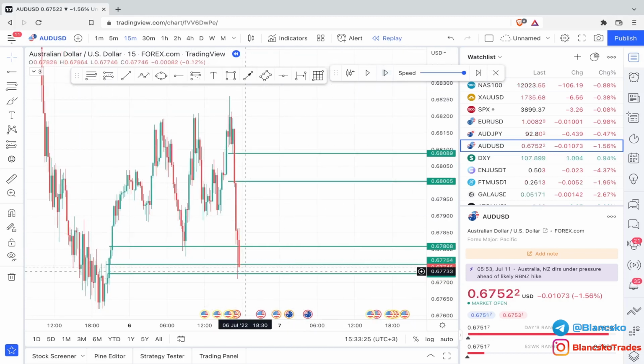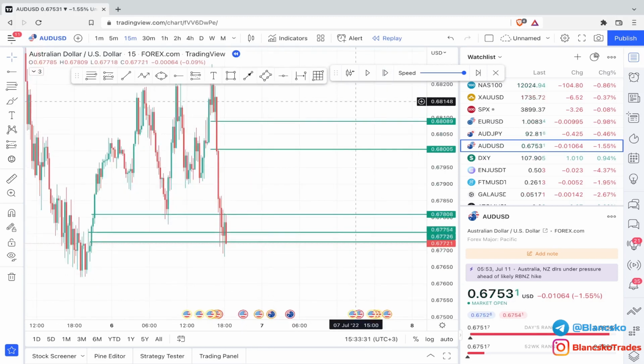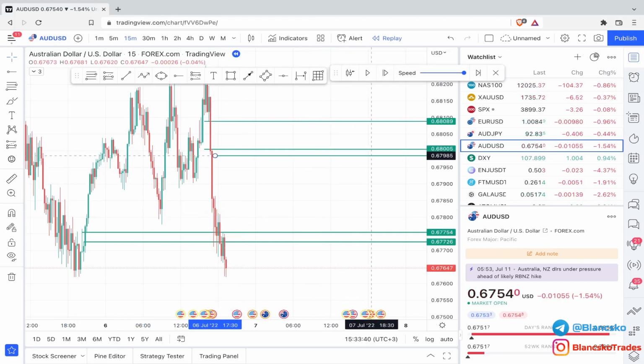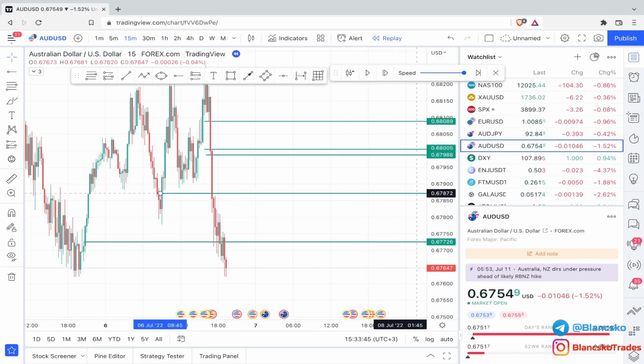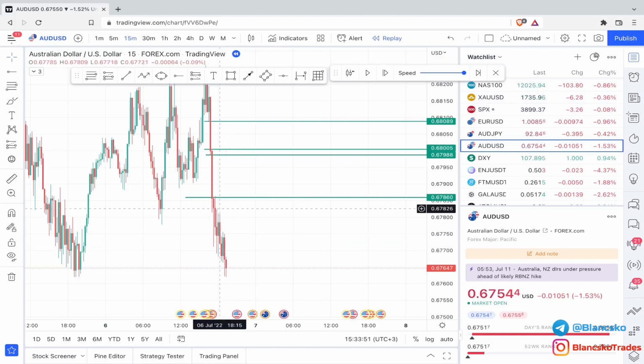And check this out, it filled the gap, and let's see what it does now. It filled the gap, took the liquidity. Let's see, do we move to the downside or do we move to the upside? Because we do have some very big imbalance right here as well, from this candle all the way here to this one. And I can just delete this one for now. As you can see, price doesn't seem to leave any imbalances around this area right here.